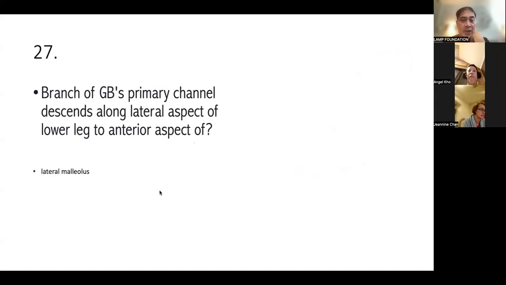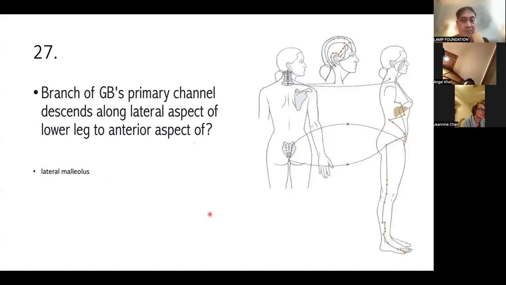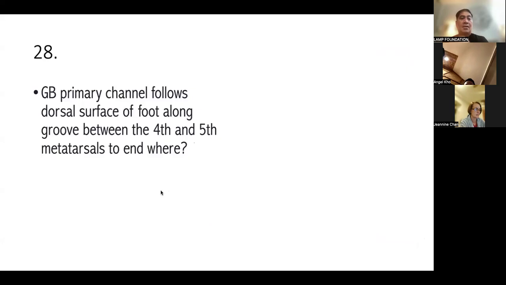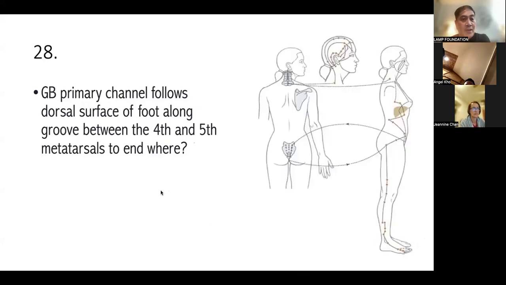Now, a branch of the GB's primary channel descends along the lateral aspect of the lower leg to the anterior aspect of what? The lateral malleolus bone. You can see that from here. The gallbladder primary channel follows the dorsal surface of the foot along the groove between the fourth and fifth metatarsals to end where? On the lateral side of the tip of the fourth toe, GB44. Very good.